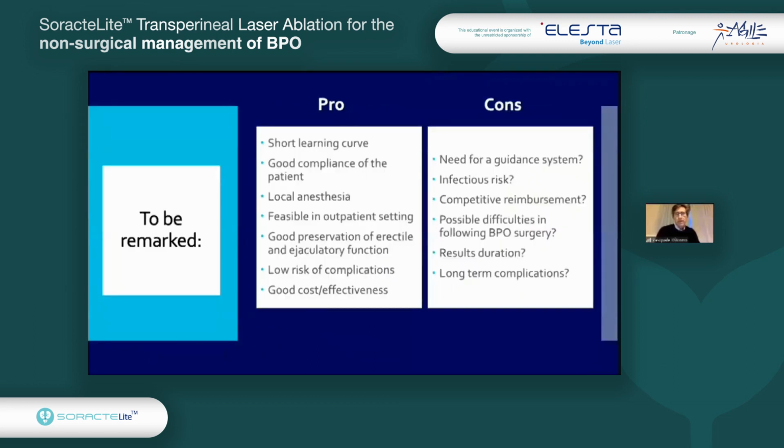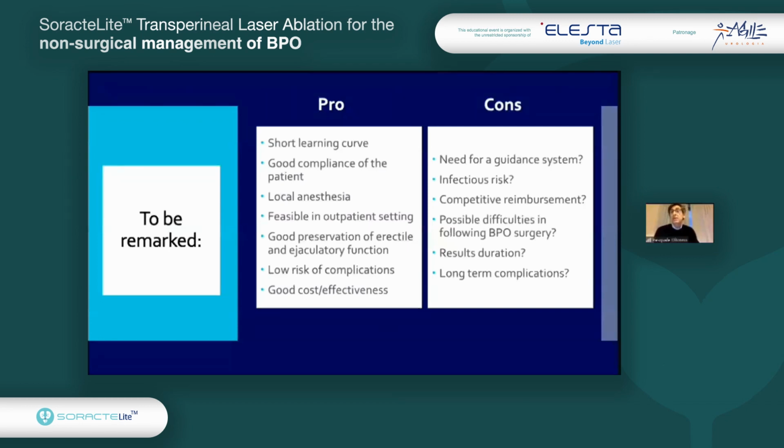So what are the pros? Short learning curve, good compliance by the patient, local anesthesia, feasible in an outpatient setting, good preservation of erectile and ejaculative function, low risk of complications, a good balance between cost and effectiveness.